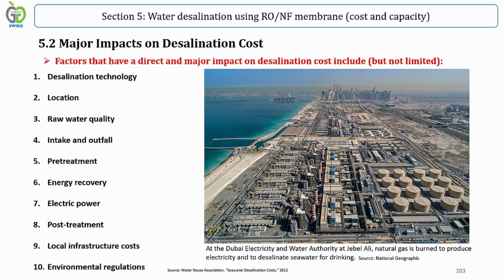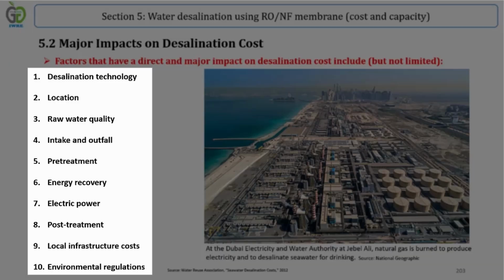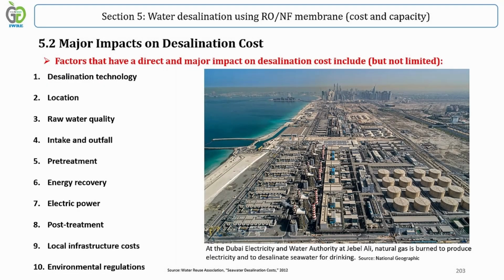Major impacts on desalination costs. Factors that have a direct and major impact on desalination costs include, but are not limited to, desalination technology, the location of the plant or project, raw and product water quality, type of intake and outfall, pretreatment, the type of energy recovery used, the price of electricity, post-treatment needs, storage, distribution, local infrastructure costs, and environmental regulations, each of which I'm going to discuss.